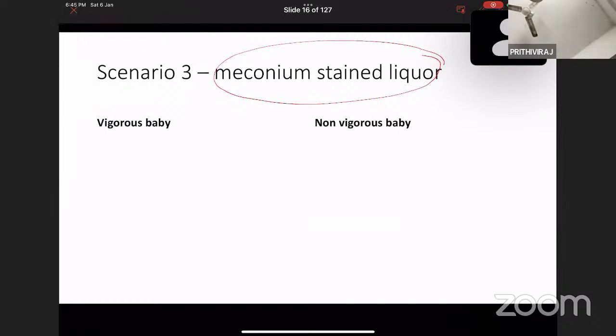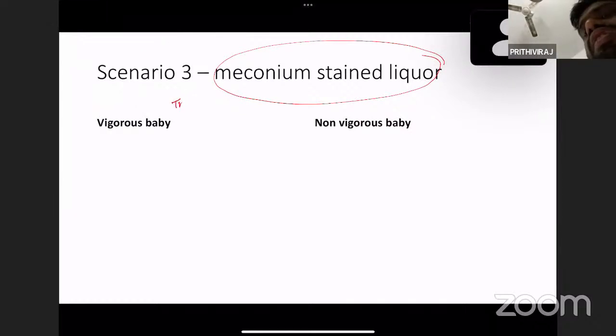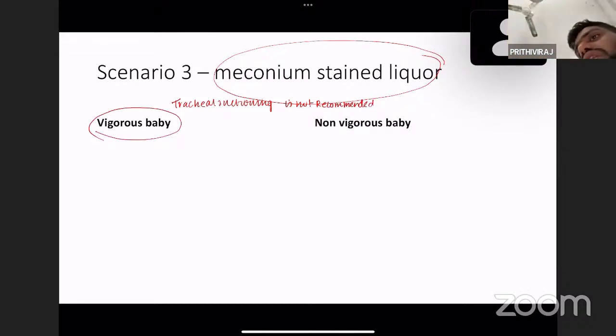So tracheal suctioning is not recommended right now, which was present in the initial guidelines. Now tracheal suction is not recommended for any vigorous baby with meconium stained liquor. Routine care, and the initial steps which I discussed before, will be followed the same.